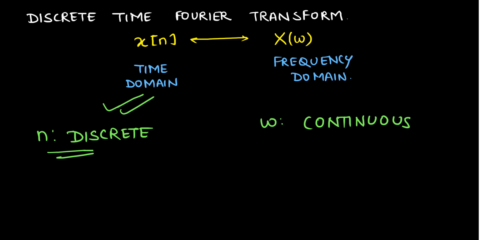Now if we need to implement the convolution operation in frequency domain, that is simple multiplication in the frequency domain, using computers, now this omega needs to be a discrete value. But here this domain, that is omega, is continuous. So now there arises a need that we need to discretize this omega.